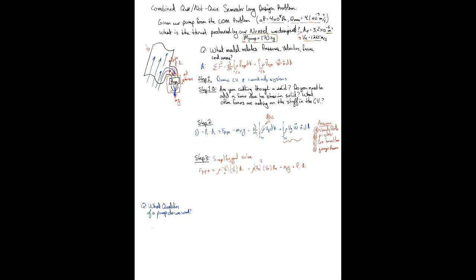And now let's go through and look at what we know and don't know. So we know rho, we know V1. Well, actually we don't. We don't know V1. Sorry. We don't know A1 either. We know VE, our exit velocity. We know AE, which is our exit area. We know the mass of our pump, we know gravity, we don't know P1, and we don't know A1.